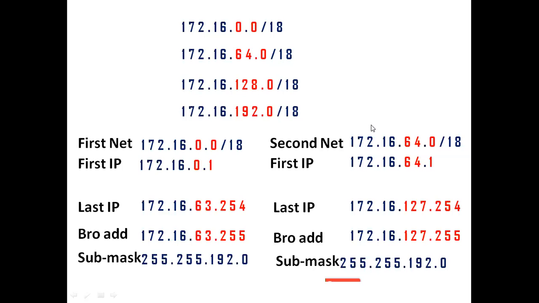Are you getting what I'm saying? See, the first IP is 172.16.0.1. And the last IP of this first subnet is 172.16.63.254.